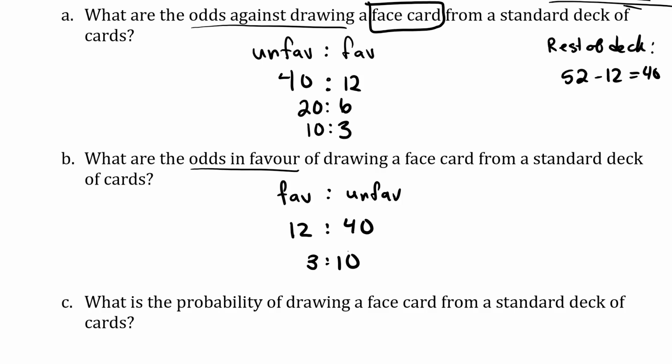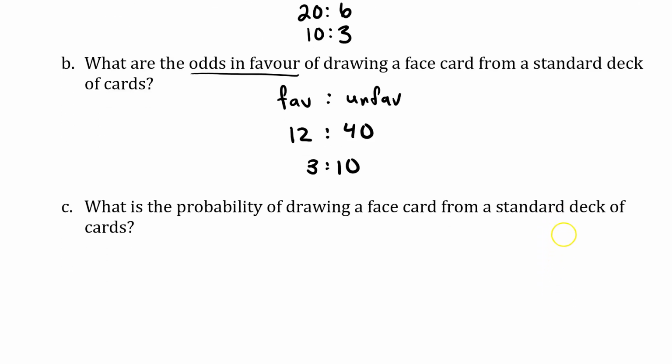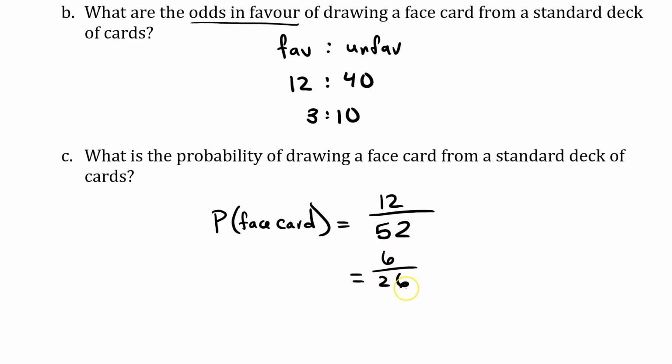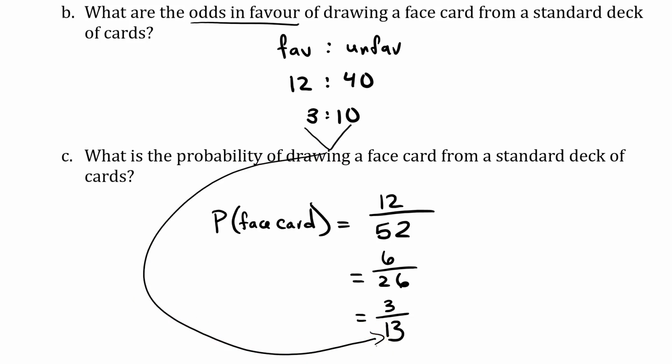So let's talk about the probability of drawing a face card from a deck of cards. This is kind of cool. For the probability of a face card, there are 12 face cards out of an entire deck of 52. I'm going to divide by 2 just to get into lowest terms here, so I get 6 over 26. Oh wait, they're both still even, so I can go to 3 over 13. Look at how cool this is, guys. 3 plus 10 is our 13, and the number of favorable outcomes, 3, is the same thing as our numerator.